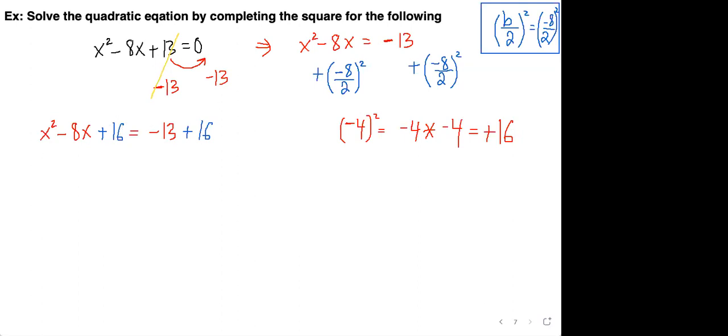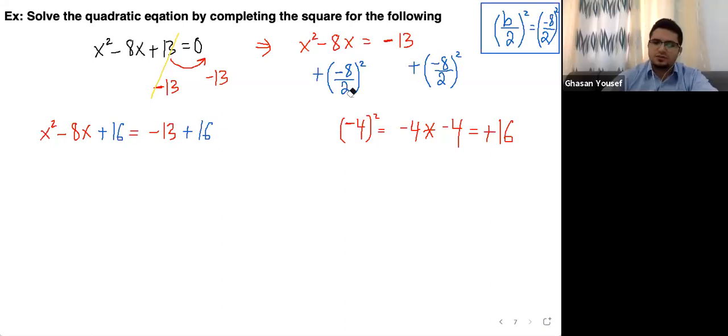I was confused because I thought we had to square minus 8 and then square 2. No, oh yeah, this is also correct. If I square the minus 8 and square the 2 and divide, I will get the same answer. But I prefer to do everything inside the parentheses, then square it. It is easier for you.